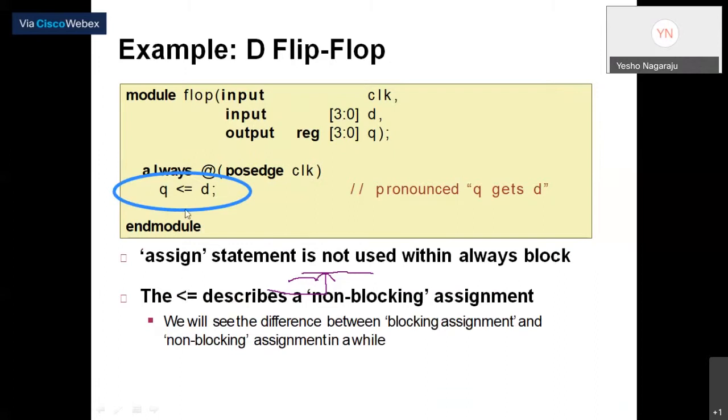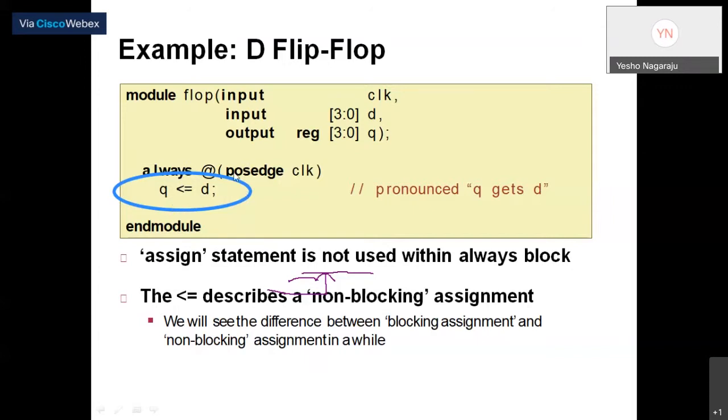So we are seeing a different assignment statement here, which we specify as Q less than or equal to D. What is the meaning of it? It is a non-blocking assignment. Very soon we will see the difference between non-blocking assignment, continuous assignment and blocking assignment. As a rule of thumb, please remember that all sequential logic design is carried out using non-blocking assignment. For the time being, note that we use non-blocking assignment to infer flip-flops.